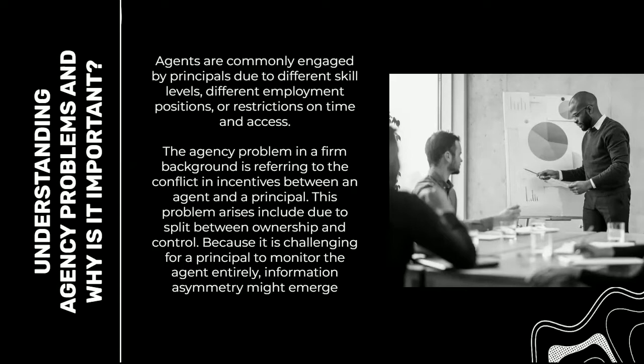Agency problem is important because the agency problem in a firm background is referring to the conflict in incentives between an agency and a principal. This problem arises due to the split between ownership and control, because it is challenging for a principal to monitor the agent entirely. Information asymmetry might emerge.